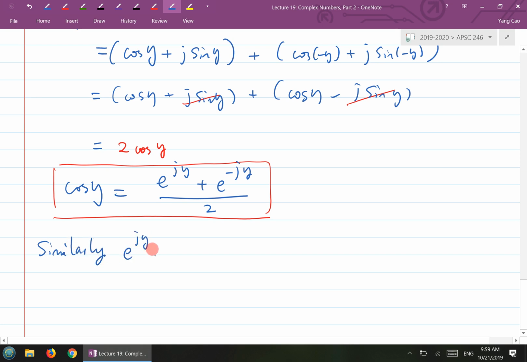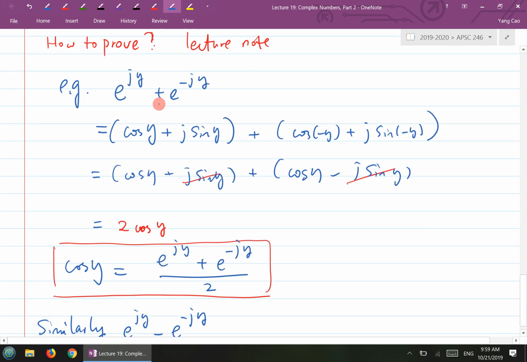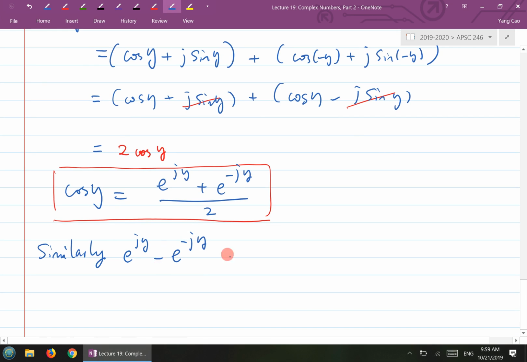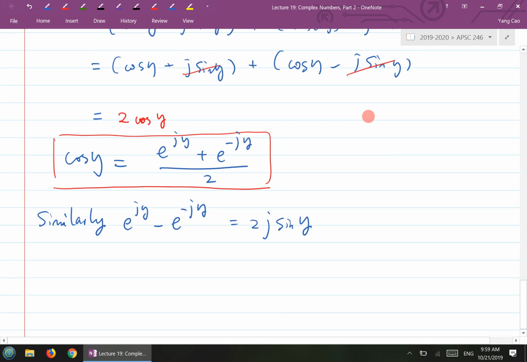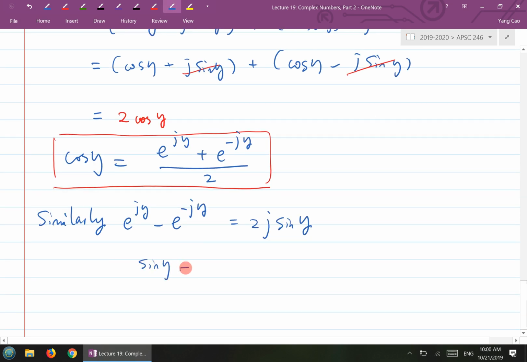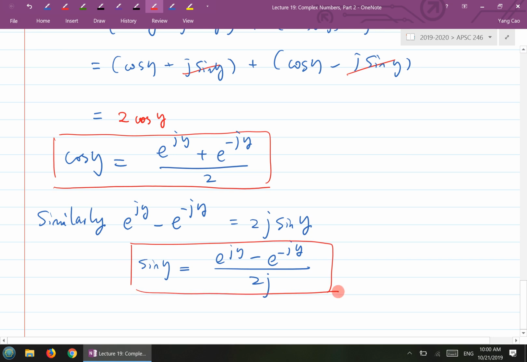Now similarly, if you do this operation, this operation is plus. Now if I do minus, we're going to get 2j sine y. So in other words, we can write sine y as e to the jy minus e to the negative jy over 2j. Okay, so these two are quite important identities based on Euler's formula.